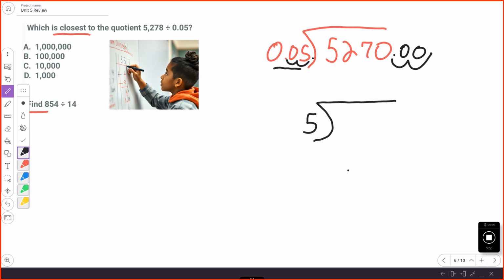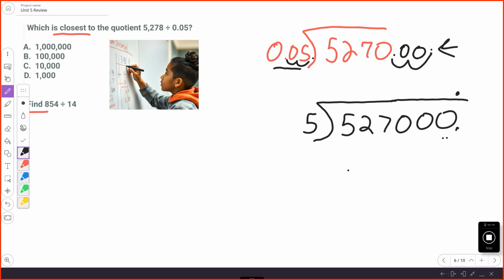5. What's the number going to be under here? 5270. Because the decimal is now at the end. Right? Okay, so where does our decimal go when we're dividing? Where's the decimal going to go here? Since the decimal's at the end, it's going to go up here. Right? Since the decimal's at the end, the decimal's going to be up here.